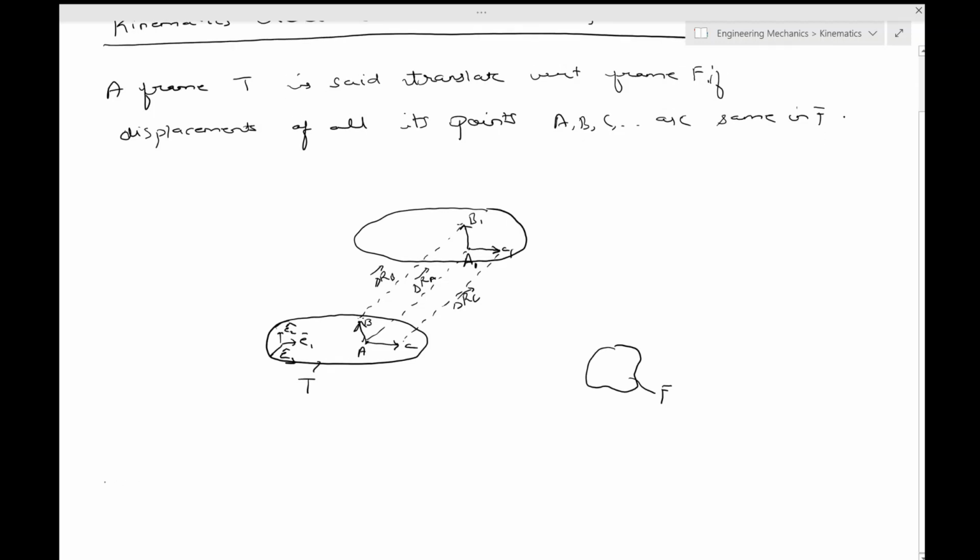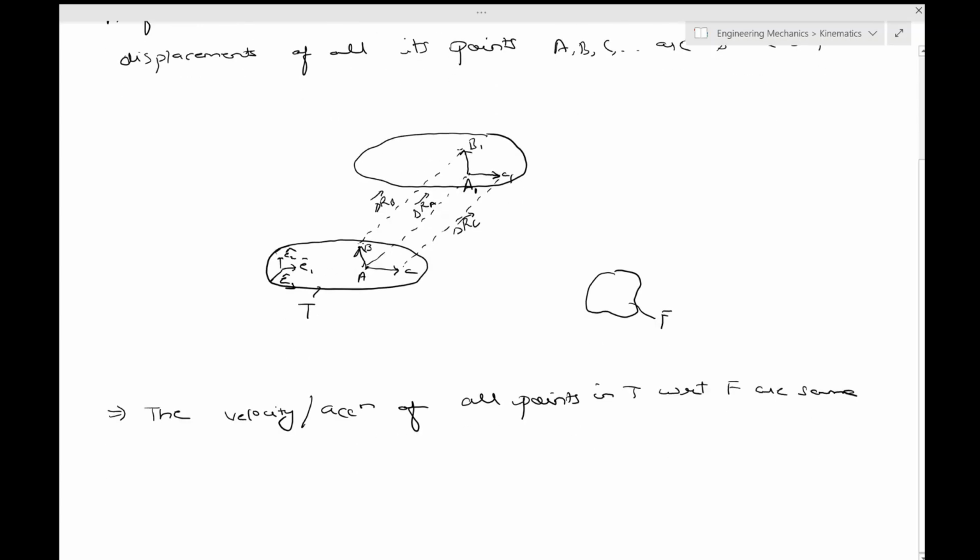This is delta RB, this is delta RA, this is delta RC. This would imply that the velocity and acceleration of all points in T with respect to F are the same, because since delta RB is the same as delta RA is the same as delta RC, and velocity is just the time derivative of this with respect to frame F, they will also be the same.